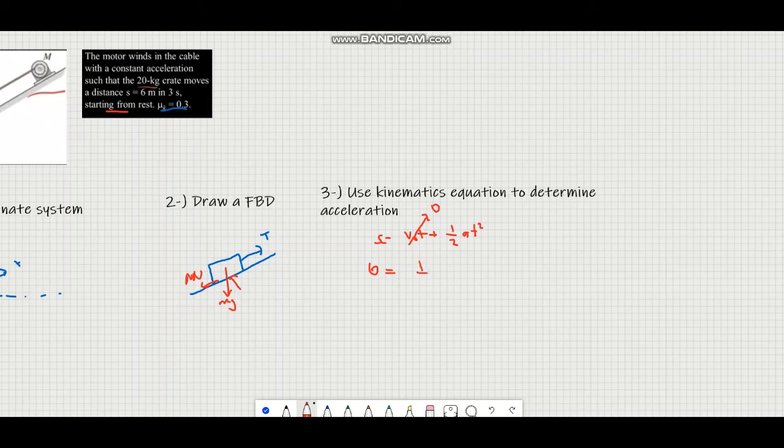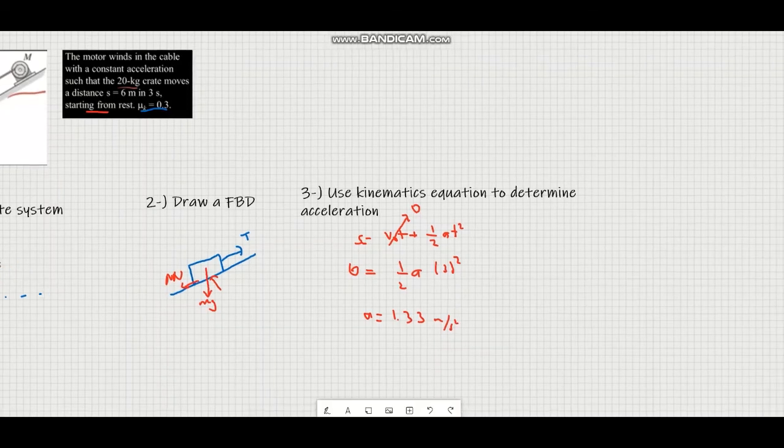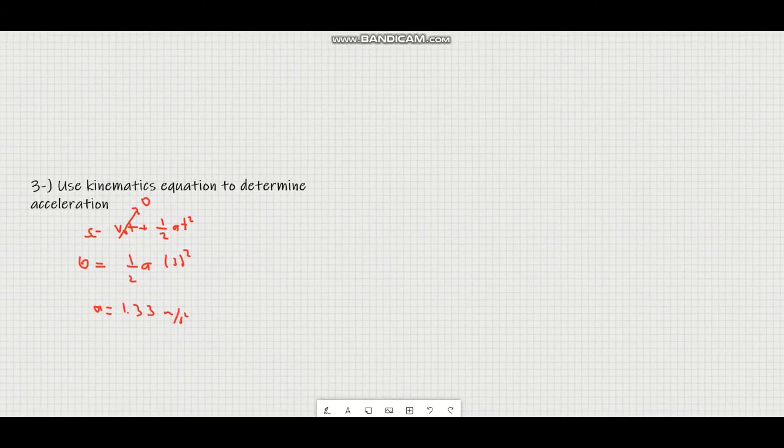1 over 2 a, which we need to find, t is 3 seconds, so 3 seconds squared, right? So I can find our acceleration: 6 multiplied by 2 over 9, which is 1.33 meters per second squared. So we have already found the third step, which is acceleration.